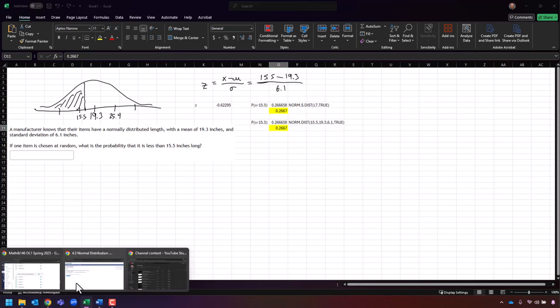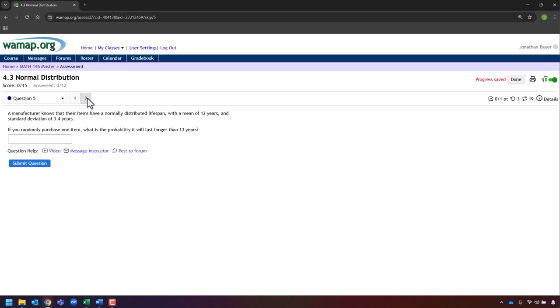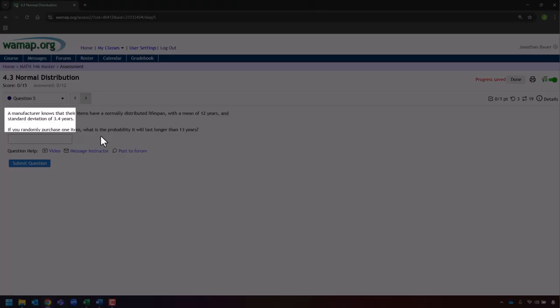So let's try another question here. A manufacturer knows that their items have a normally distributed lifespan with a mean of 12 years and a standard deviation of 3.4 years. If you randomly purchase one item, what is the probability that it will last longer than 13 years? So I'm going to get a snip.